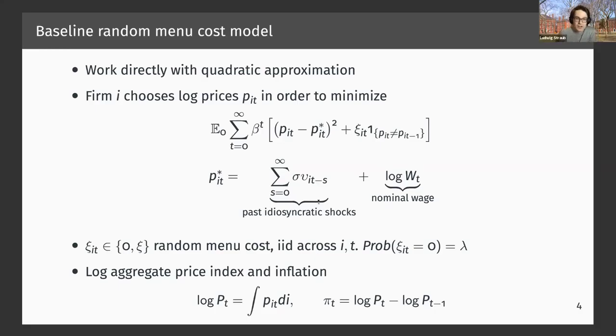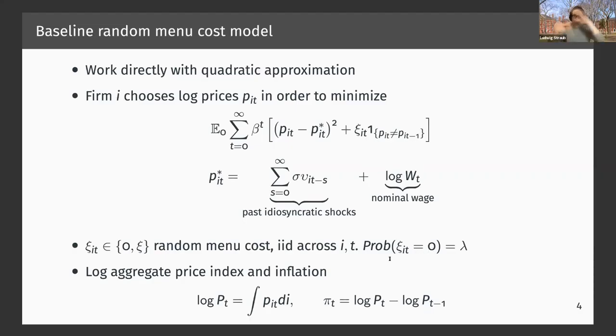So what's that optimal price that you'd like to charge? This depends on the history of past idiosyncratic shocks. This first term is really just a random walk, and it also depends on what the nominal wages, or the nominal cost in general, is in that given period. Okay, what's that menu cost? We assume it's allowed to be random. It's either 0, in which case there is a free adjustment that the firm can make, or it's some positive number, some xi, which is a normal menu cost. And the probability of a free adjustment, we're going to set to lambda.